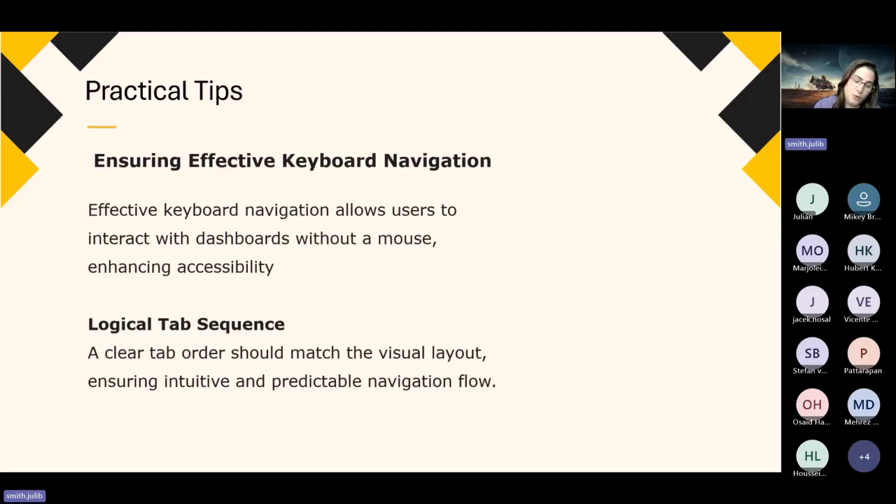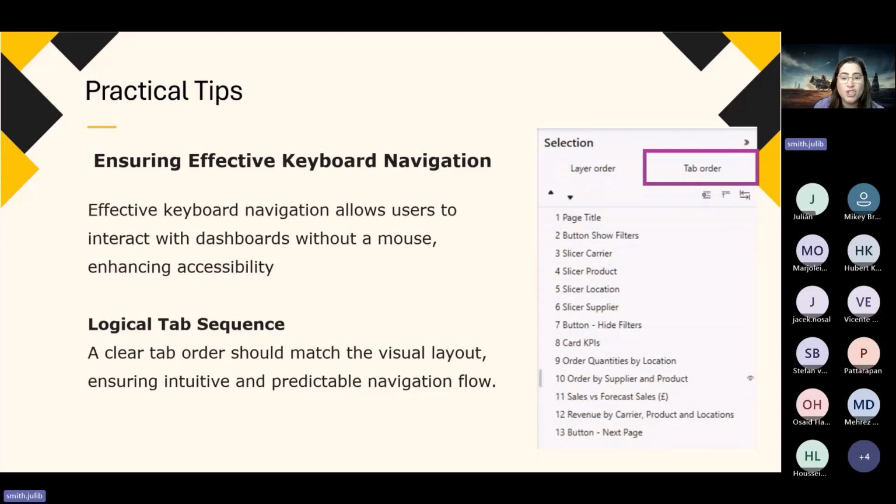Which means if you open a report and just use the tab key to navigate your report, it should go in the sequence that the users are intended to consume your visuals. And we need to manually check if the order that is already there is correct. So if you go in the selection pane, close to layer order, which is a completely different thing, and click on tab order, you're going to see here how it's ordered. And if you need to change it, just click on it and use the arrows to move it up and down.